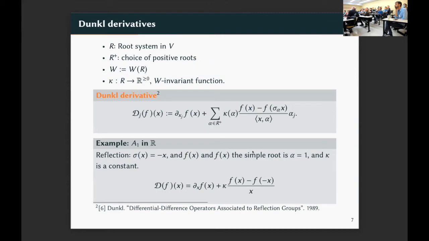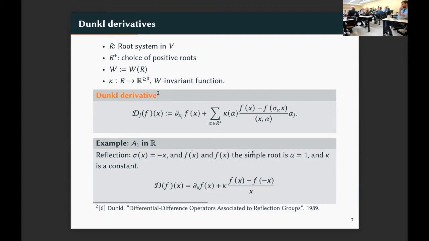The Dunkl derivative is a deformation of derivatives using root system. So maybe you start seeing a bit the same thing. So you have your root system, you have your positive roots, you have your groups, and again, kappa. I take it on the real, it will be clear later. Why take it on the real is just a restriction on parameters. So your Dunkl derivative has a normal derivative and a part that is a sum on reflections weighted by the kappas, by the parameter function.